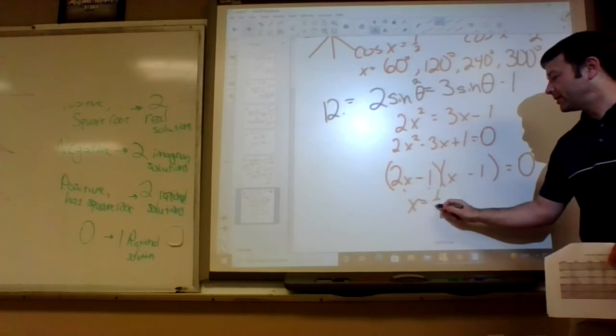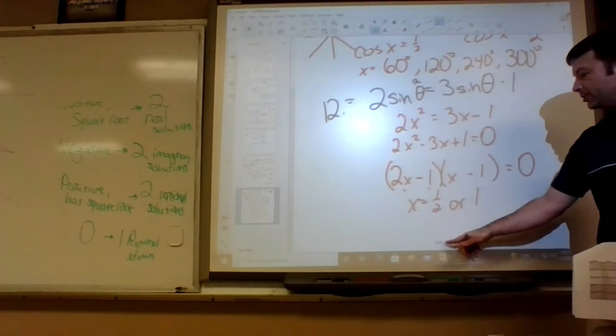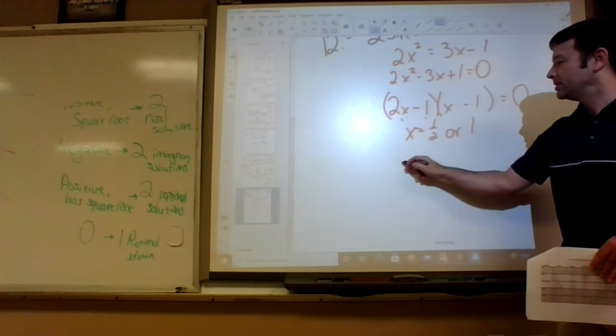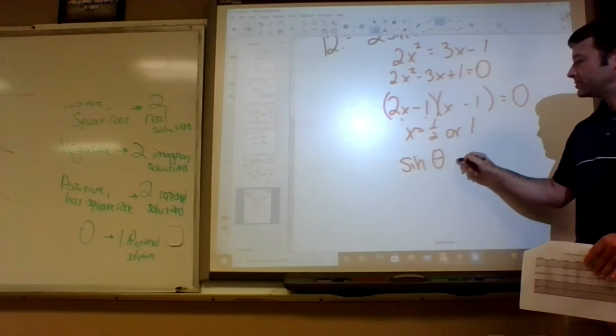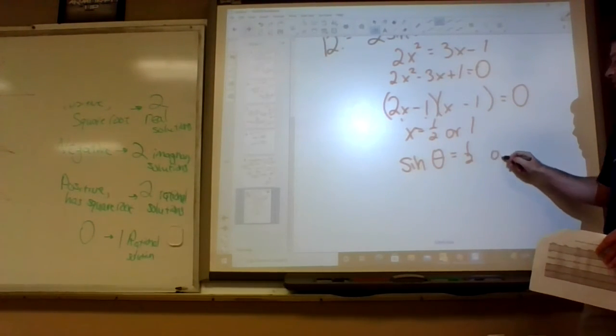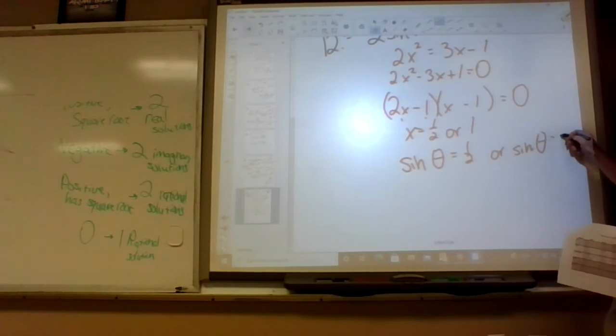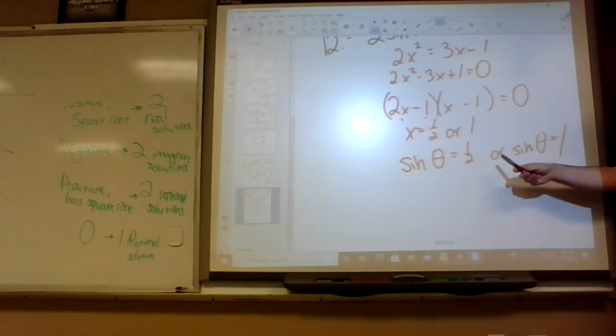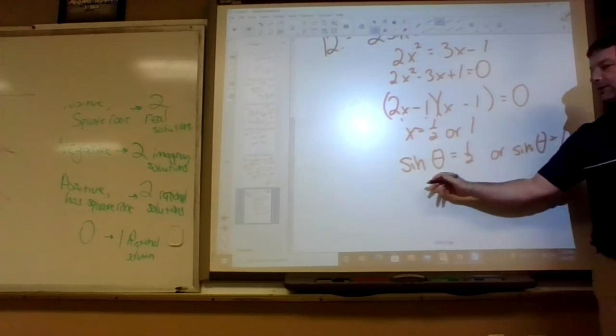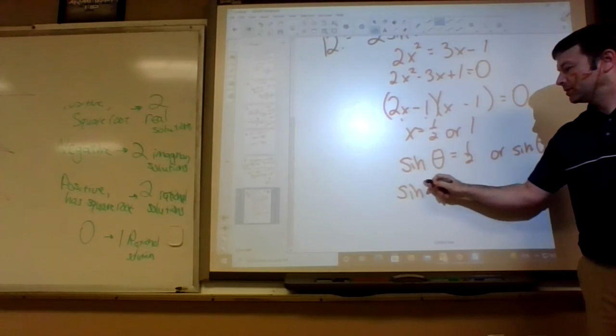So it's x equals 1/2 or 1, which means x is sine of theta. So sine of theta equals 1/2 or sine of theta equals 1. Okay, so you do sine inverse of 1/2. You get 30.